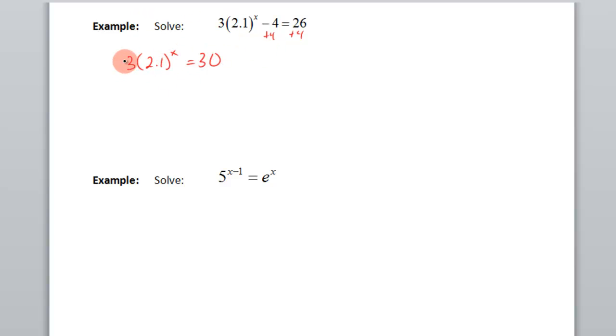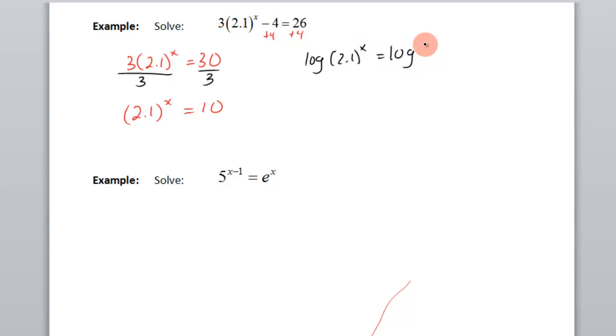Okay, go ahead and get the exponential completely by itself. Divide by 3, because that says 3 times 2.1 to the x equals 10. Now I'm ready to take the log of both sides, right? I'm ready to get this x down out front so I can solve for it. But you have to take the log first before you can bring it down. So log base 10, I choose, of 2.1 to the x equals the log base 10 of 10.